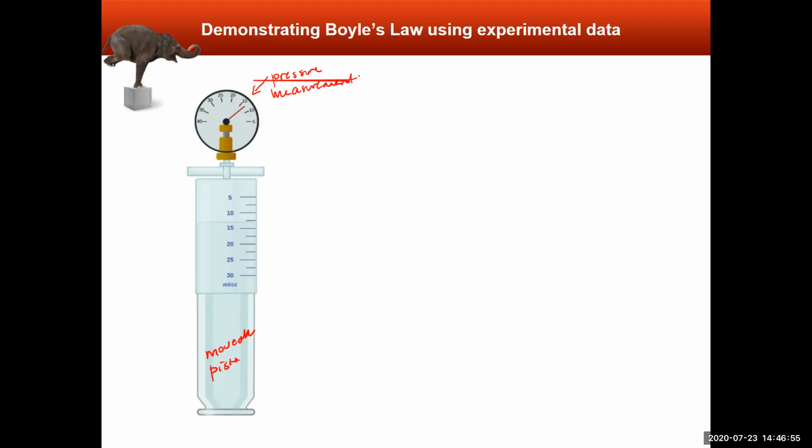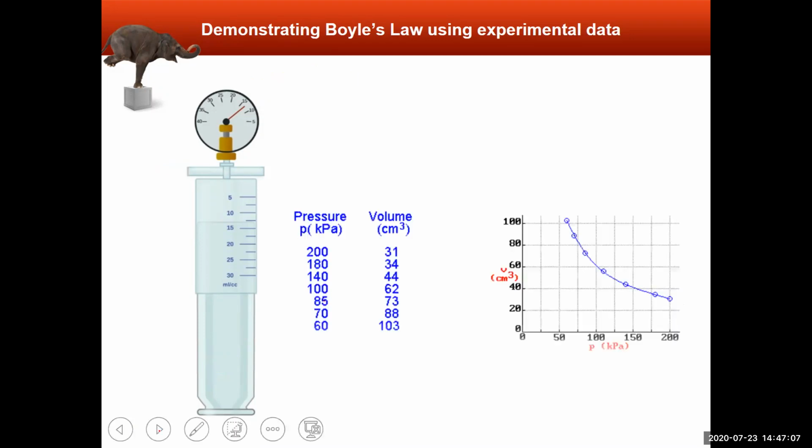Okay, and if we choose, by sliding the piston up and down, we'll do this by screwing this screw, which would move the piston. By doing that, you can get lots of different values for pressure and volume. And here's a sample of results that I found. And you can see if we plot those results, we are getting a hyperbola.